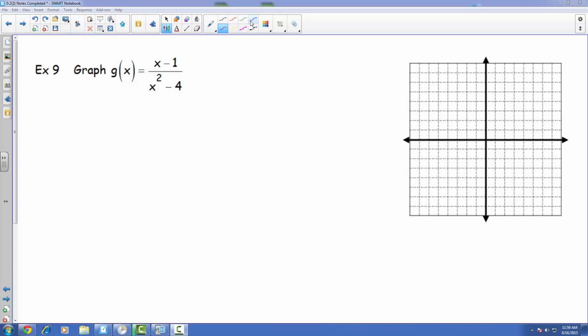Here we are at example 9 from the 0.2 number 2 set of notes. We are asked to graph the following rational function. Let's run through, for example, finding our vertical asymptote first.